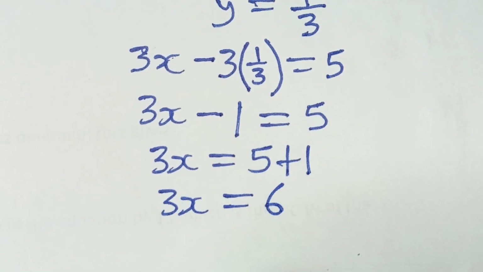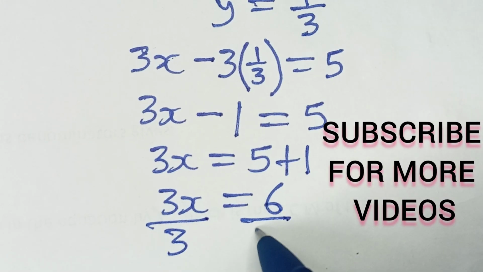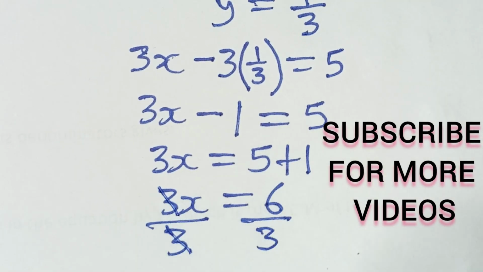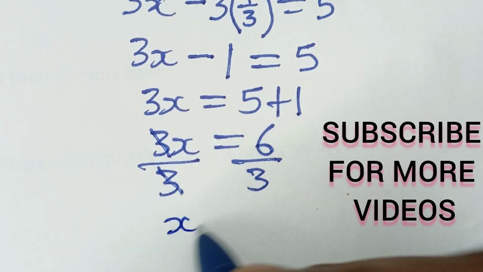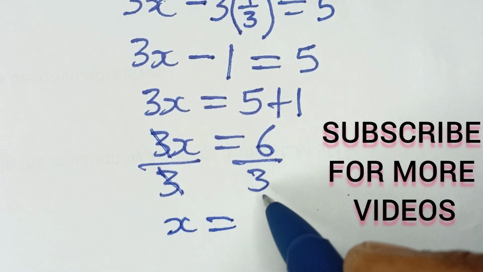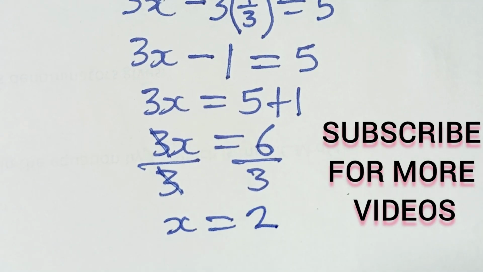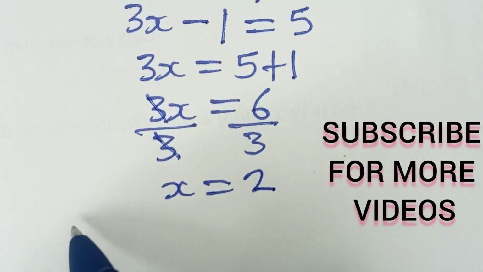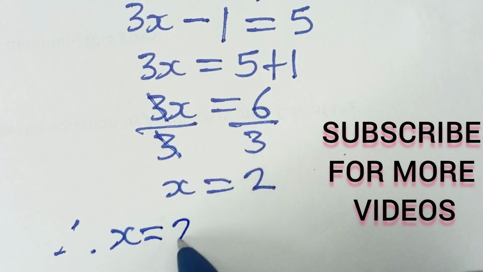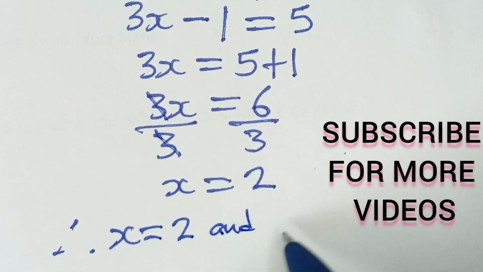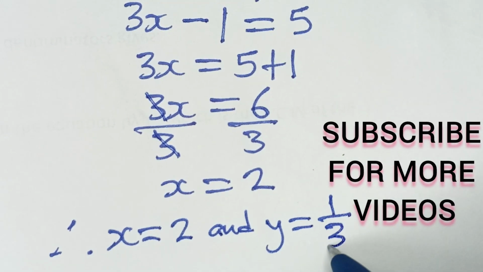And then now I can divide both sides by 3. So 3 cancels 3. And then on this side, I am left with the value of x, and that will be equal to 6 divided by 3. And that will give me 2. So I can now conclude by saying, therefore, x is equal to 2 and y is equal to 1 over 3 as we have obtained before.